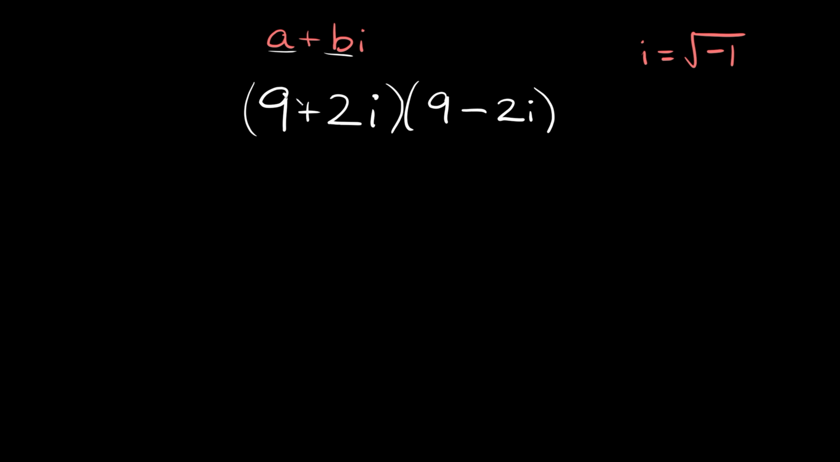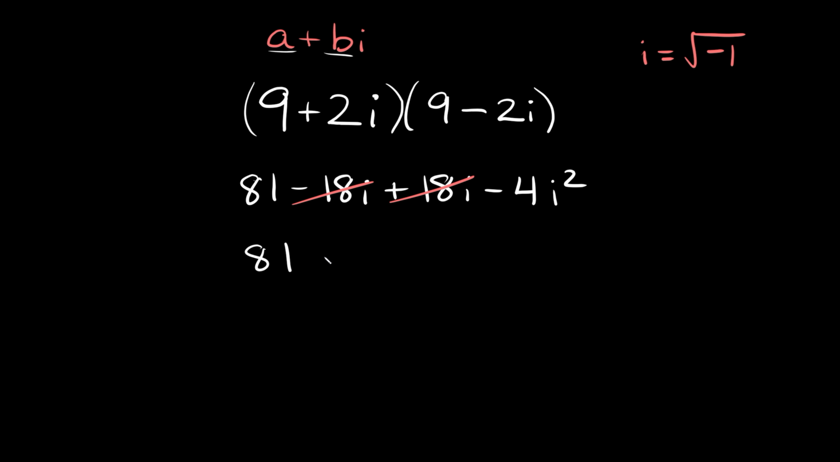So first, let's say 9 times 9, that's equal to 81. And then we have 9 times -2i, so that's equal to -18i. And then here we have 2i times 9, so that's positive 18i. And then lastly, 2i times -2i is -4i squared. Okay, now let's combine some like terms. Here you can see we have -18i and positive 18i, so they'll just cancel each other out. So all we're left with is 81 minus 4i squared.